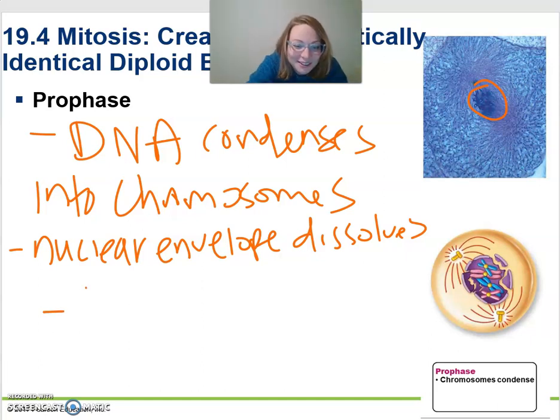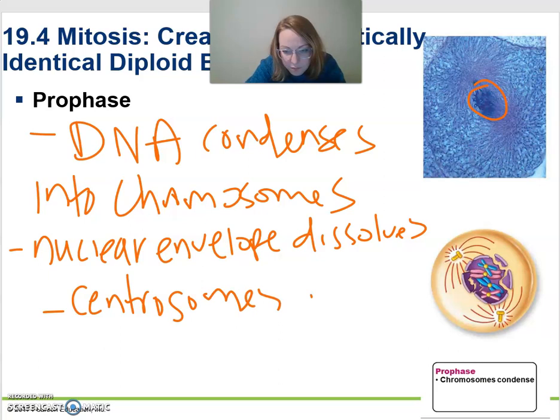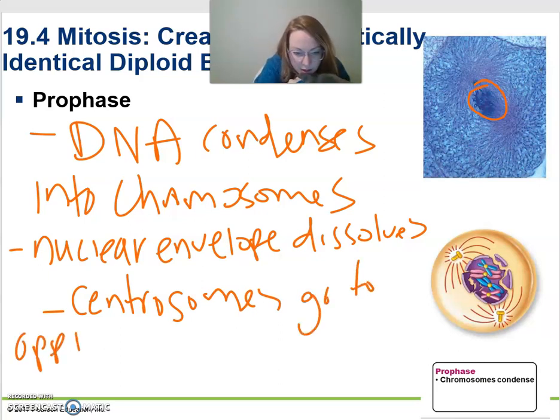Okay, so centrioles, centrosomes, at opposite ends of the cell.